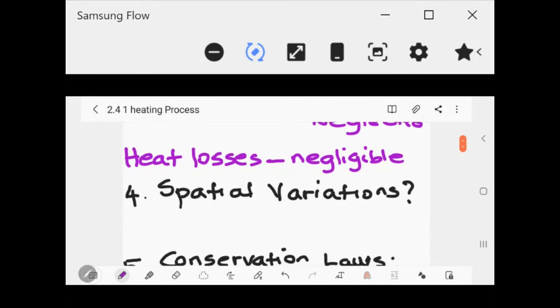Let's move on. Are there any special variables? Yes, there are no special variables. Alex, you're right, because it's a CSTR.